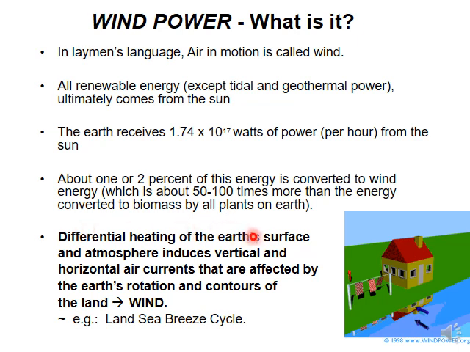So this is how the wind is generated, and also flow of wind is affected by the earth's rotation as well as contour of the land. That means if the land is plain, or rough with some steep rise or steep fall, all those parameters will affect the velocity of the wind, or the magnitude of the velocity. Okay, next.